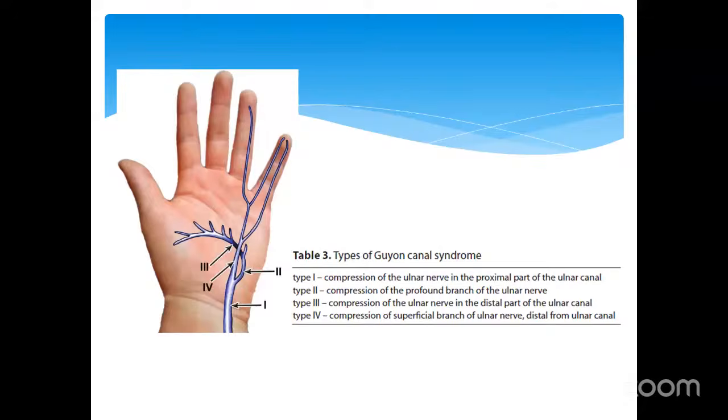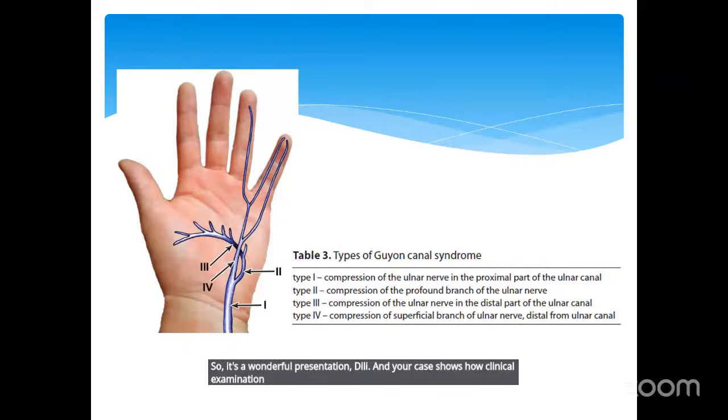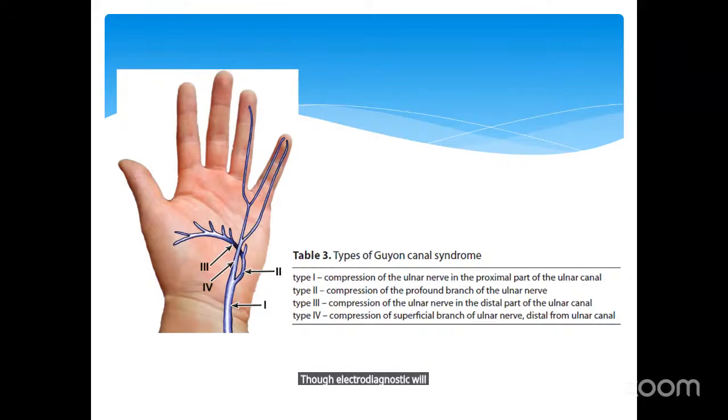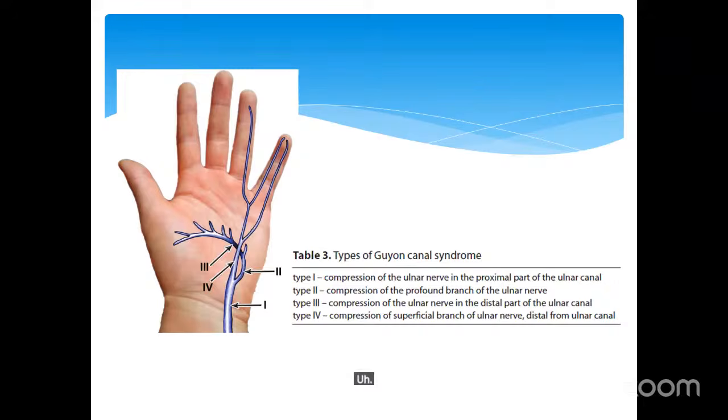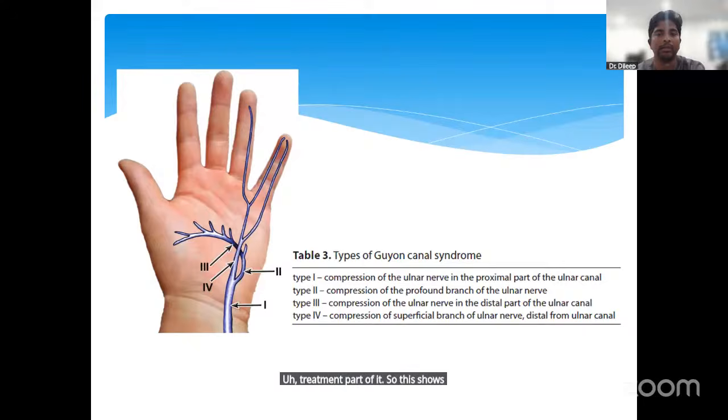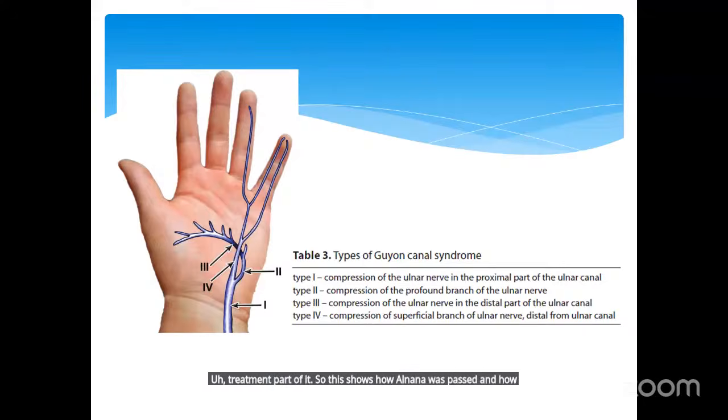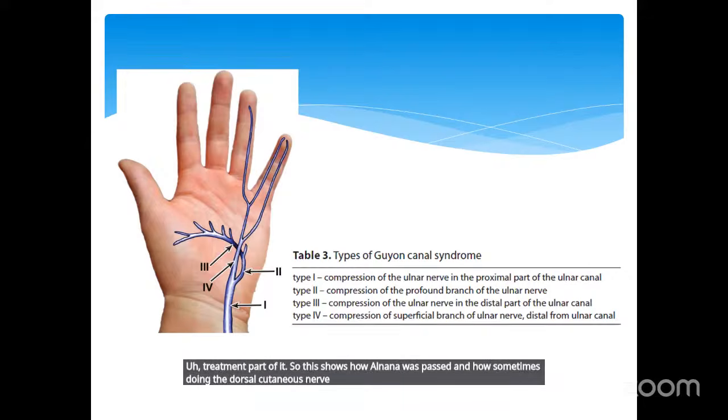So it's a wonderful presentation, Dilip. Your case shows how clinical examination helps in localization, supplemented by electrodiagnostic studies. Doing the ultrasound, you will know the etiology and can also direct the treatment. So this shows how the ulnar nerve is involved, and how sometimes doing the dorsal cutaneous nerve and palmar cutaneous nerve studies is also important in these kinds of cases.